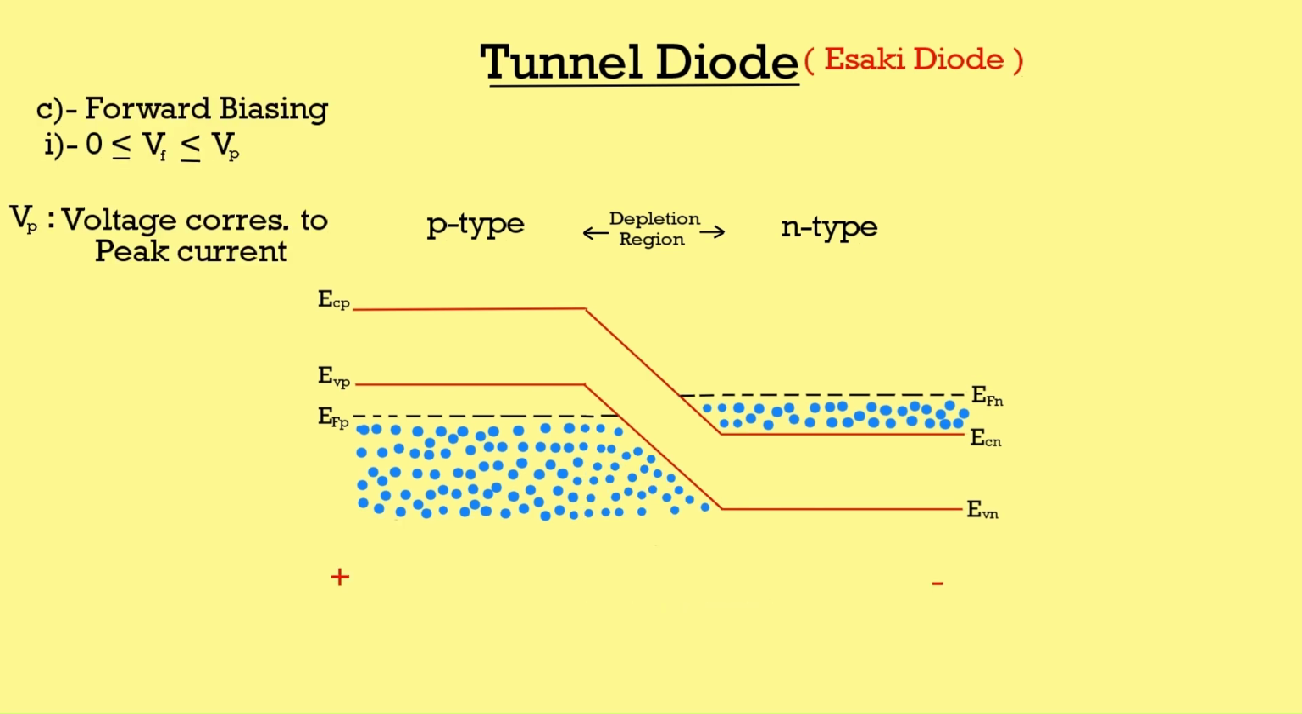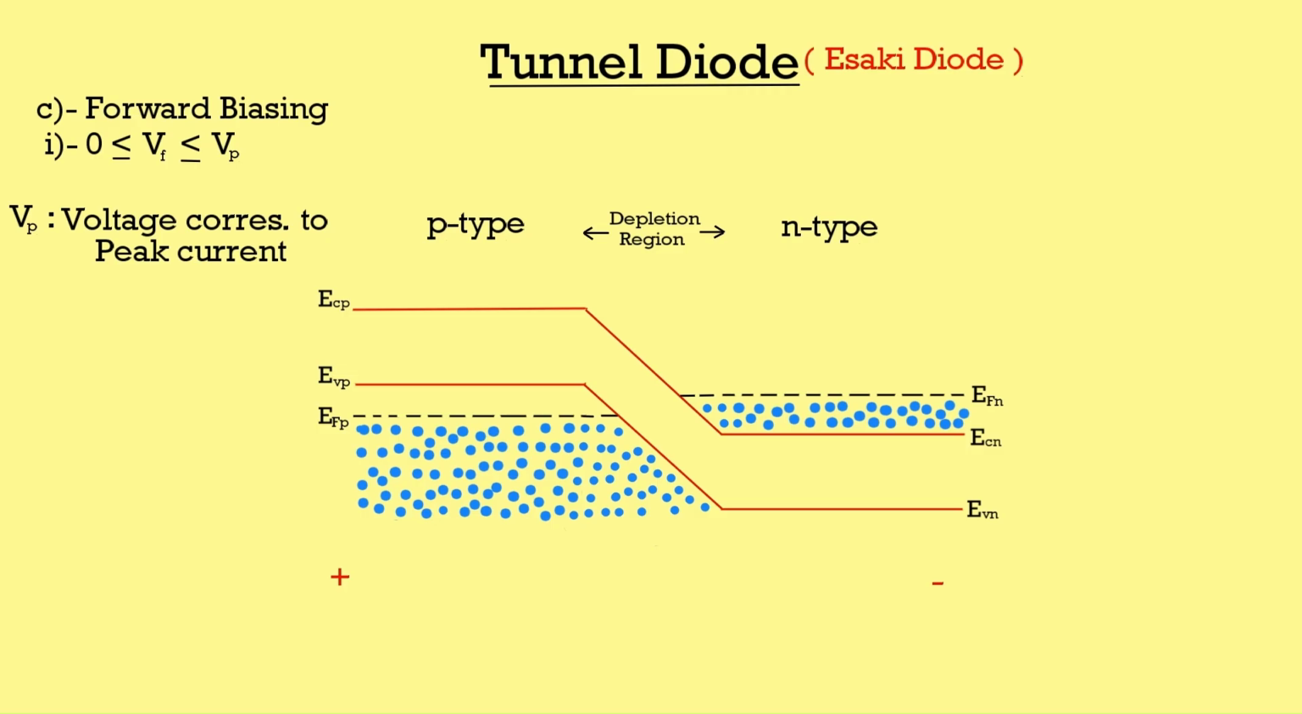Now comes the most important case of forward biasing. The forward biasing consists of three cases. The first case is when the forward bias voltage is greater than 0 and smaller than the voltage corresponding to the peak current. Right now, it might be difficult for you to understand the peak current, but by the end of the lecture, you will get the clarity.